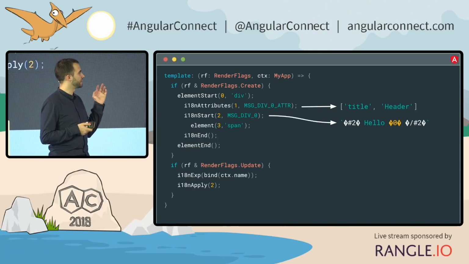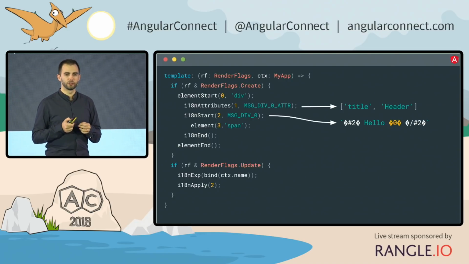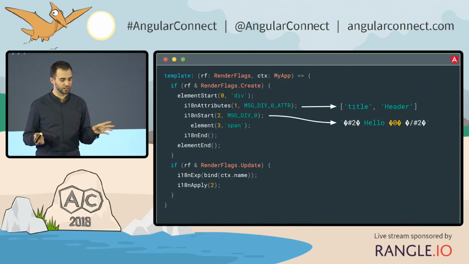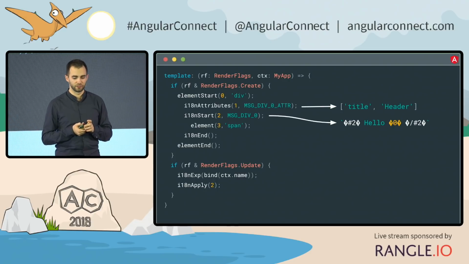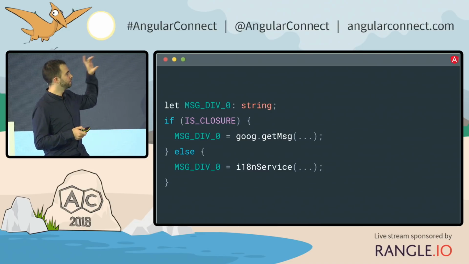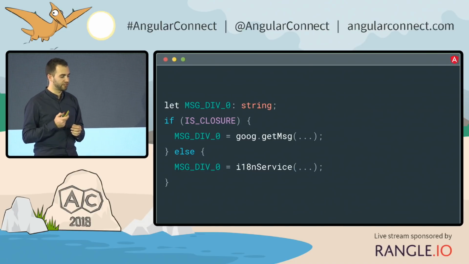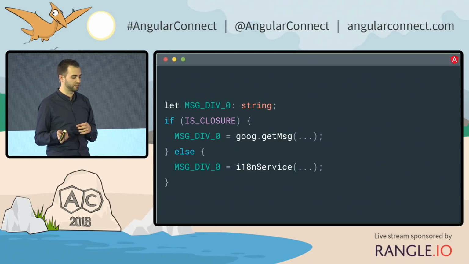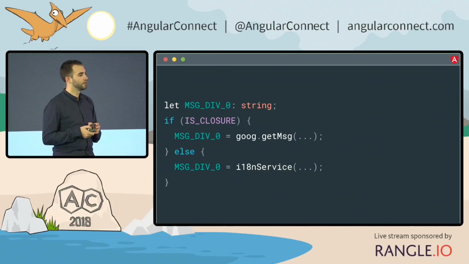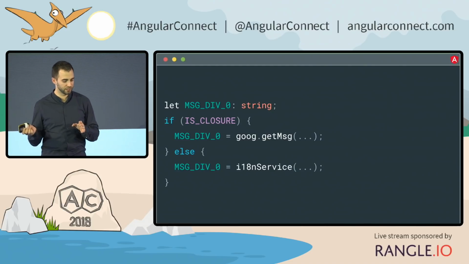So if you look at this template that we had for Ivy, I told you that i18n attributes and i18n start get these strings, message div something. I didn't tell you how they would get those strings. Well, there is this piece of code at the bottom that I didn't show you. We get this message div from two different sources. We can either get it from Closure, which is what we use at Google, or you can use this thing called i18n service, and this is not the final name. We haven't decided on it yet.